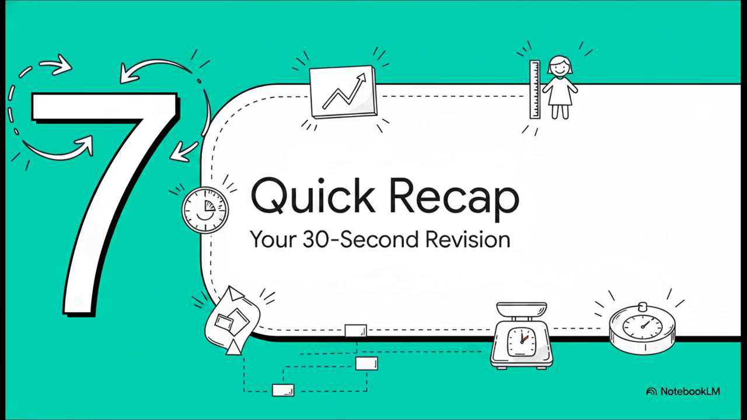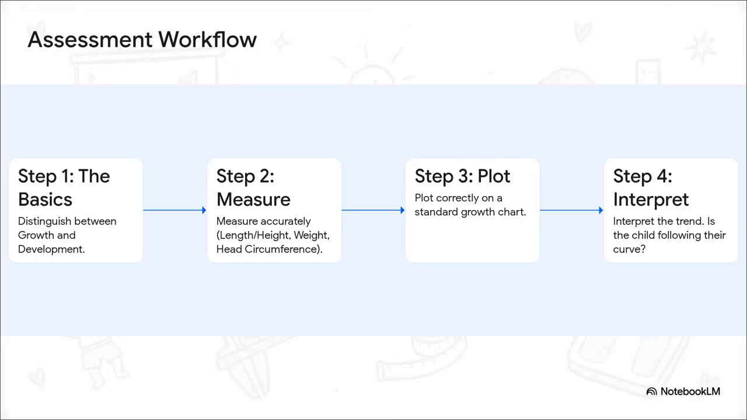Okay, let's do one last super quick recap of the whole process, from start to finish. I want you to think of this as your clinical workflow for growth assessment. It's really just a simple 4-step process. Step 1, know the basics, the difference between growth and development. Step 2, measure accurately. Remember, garbage in, garbage out. Step 3, plot that data carefully on the correct standardized chart. And finally, Step 4, interpret the trend over time. Look at the shape of the curve, not just the last dot you plotted.